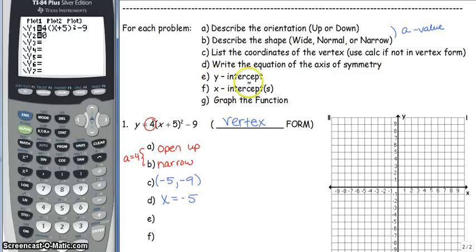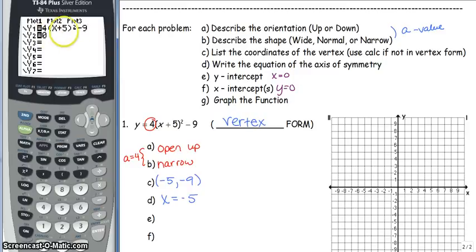For E, we want the y-intercept. Well, if we want the y-intercept, we know that our x is going to be 0. If we want the x-intercept, we know that y is going to be equal to 0. You can go ahead and plug 0 in for x and solve, or plug 0 in for y and solve. I find it easier just to do it on the calculator all at once.